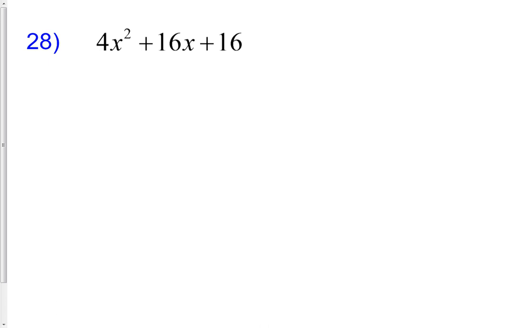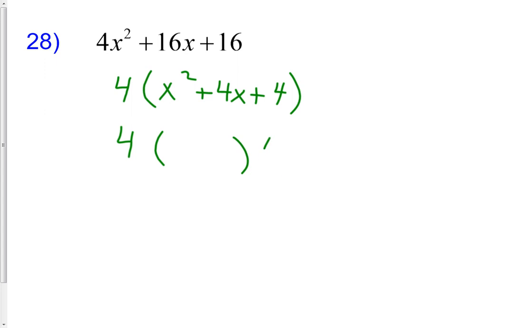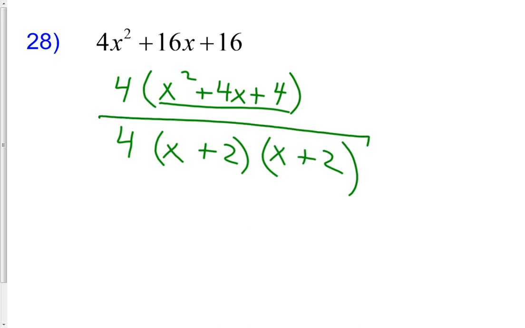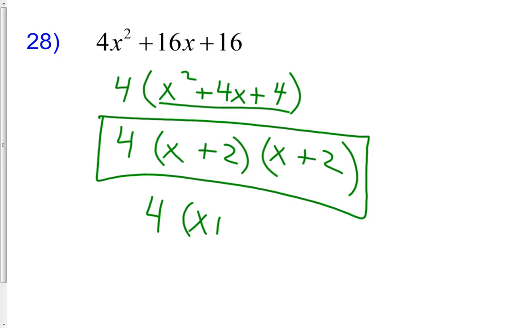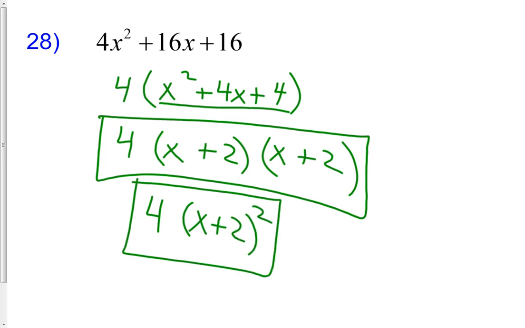28, take out a GCF first. You can take out a 4. So then you have x squared plus 4x plus 4. And then it's factoring this trinomial. X times x is x squared, plus 2 and a plus 2. So this is your answer. You could also write your answer as x plus 2 times itself, which is x plus 2 squared. That would also work.